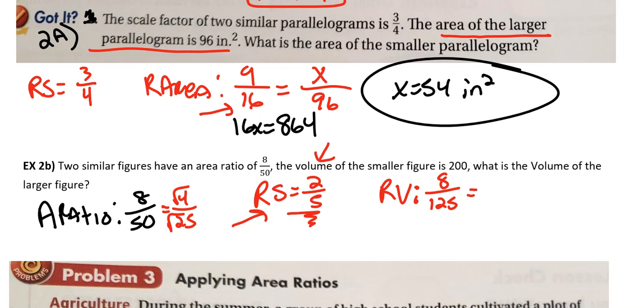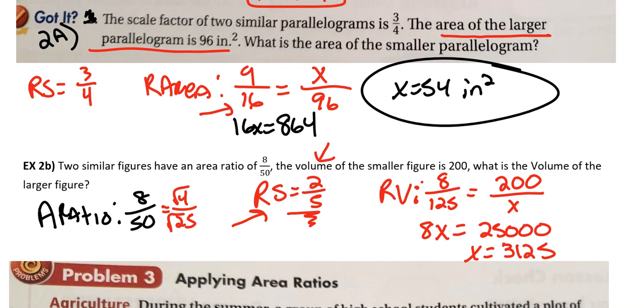And now that I have my volume ratio, I'm going to put in which of the volumes I know. I know the volume of the smaller figure is 200. So this is 200 here, because that's where the smaller figure is. X at the bottom. I'll end up with 8x equals 125 times 200. I get 25,000. And I divide that by 8. My answer is 3,125. And I didn't put any units, so no need to worry about that.